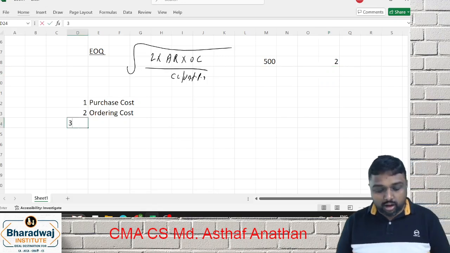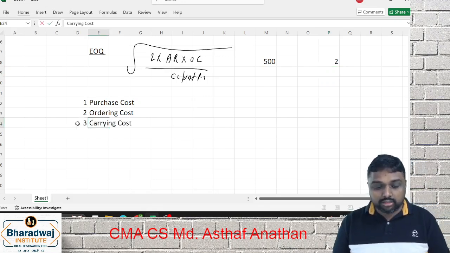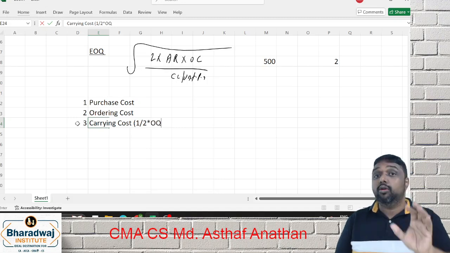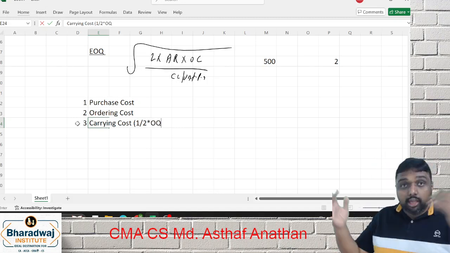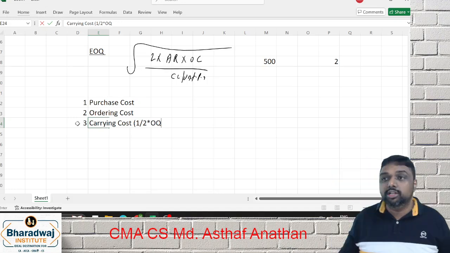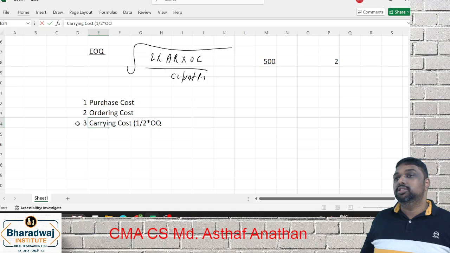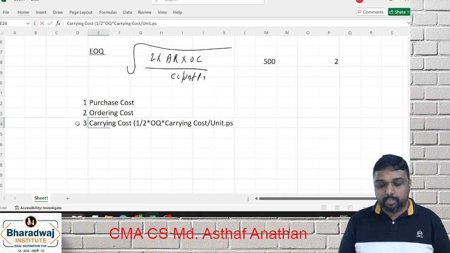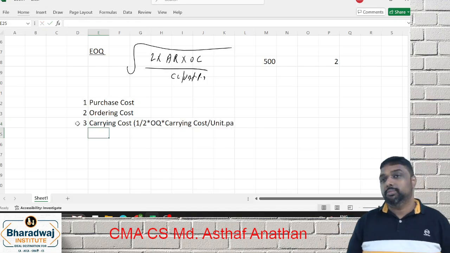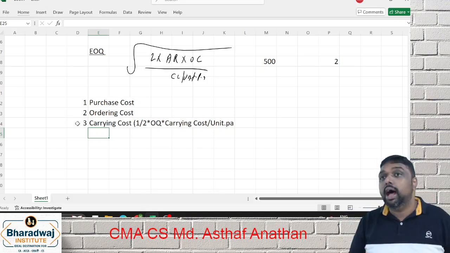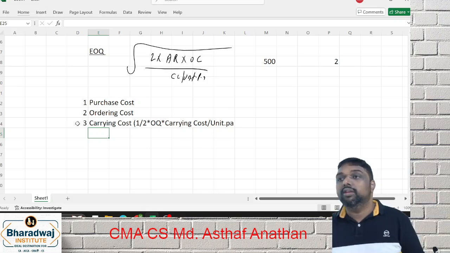Next, finally, we have carrying cost. The carrying cost formula is half of the order quantity. Here, if you are doing EOQ, you take EOQ. If you take the discount offer, you take the discount order quantity. If you take the current policy, you take the current policy order quantity. You take the order quantity here, into carrying cost per unit. This is how you have to prepare the cost statement. So for EOQ, not only the formula, you have to understand how to prepare the cost statement. So this is how you do the comparison.